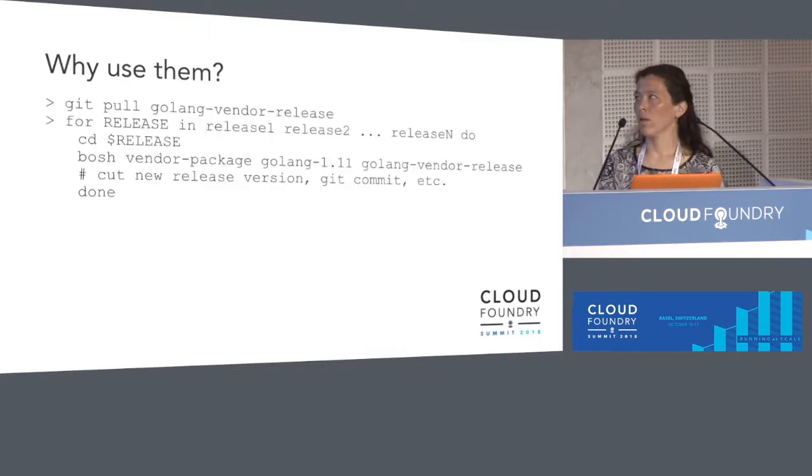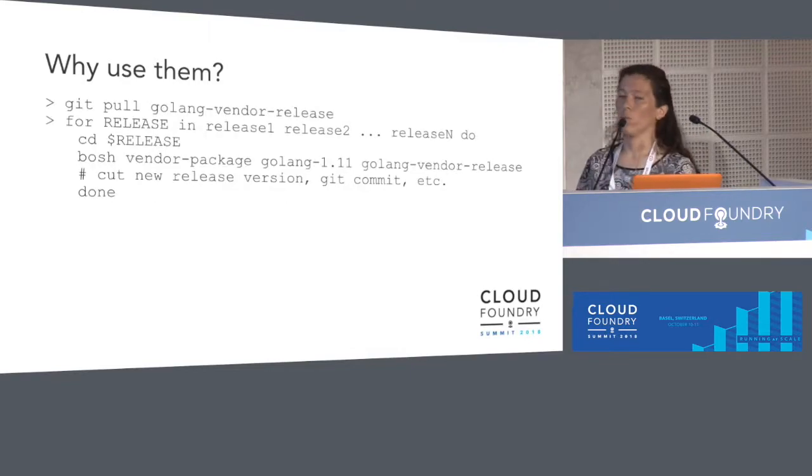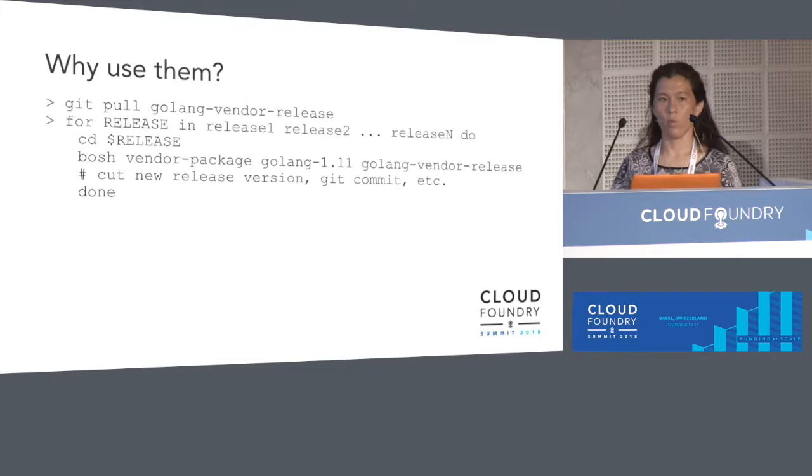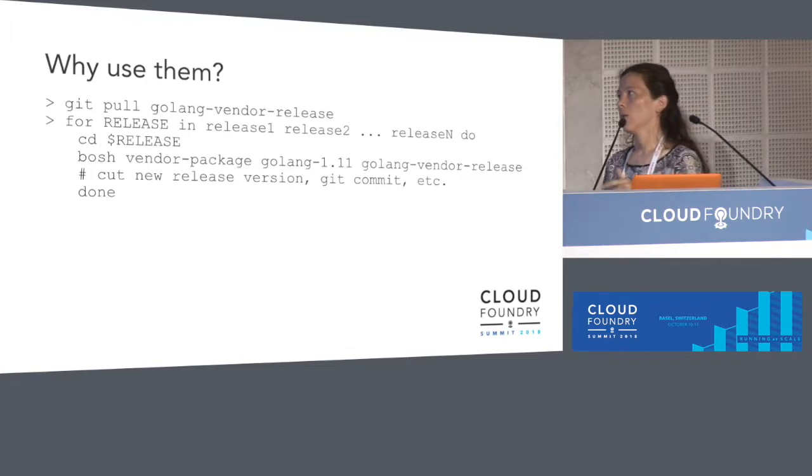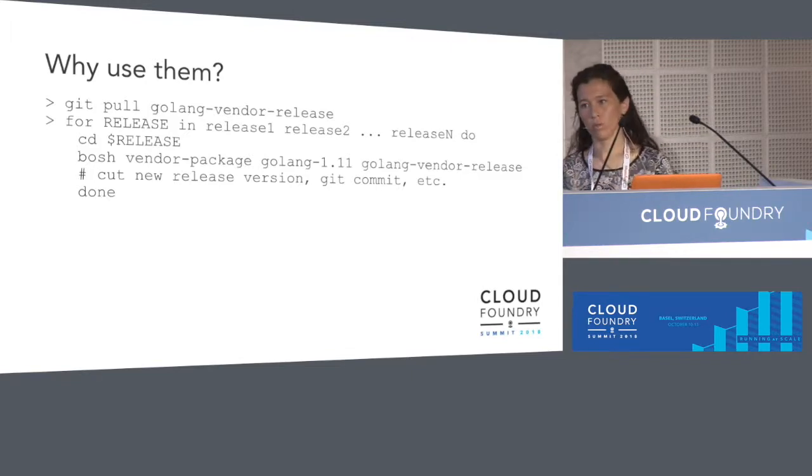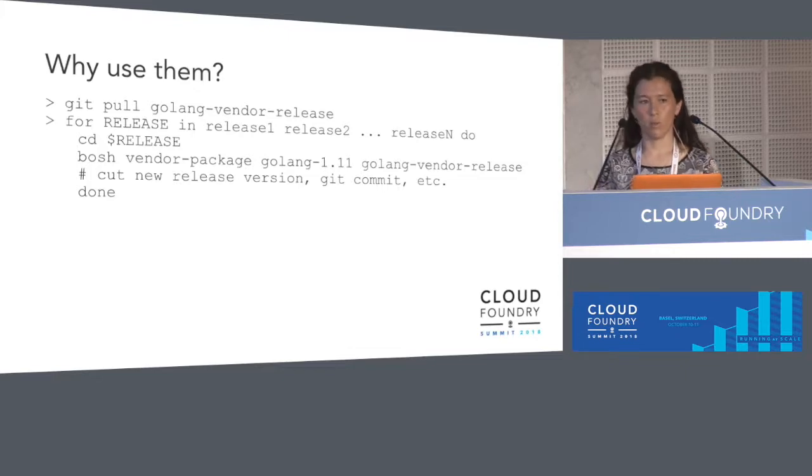So if a new Golang 1.10.4 or 1.11.1, I think, just came out a week ago, you can just repull down the BOSH vendor package, iterate through your releases, and then run bosh vendor-package, and it'll atomically update. That said, you do need to cut new release versions. Because packages are fundamental units of your BOSH release, you have to recut.